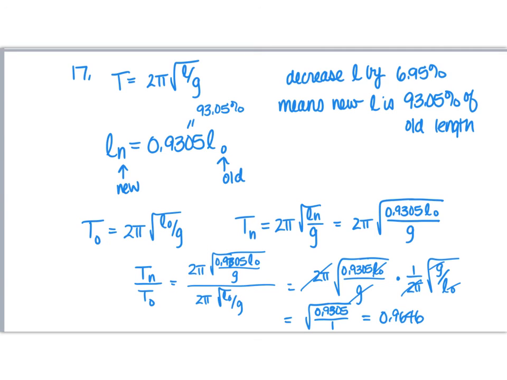This means that this is equal to T new over T old, and so I can write that as T new is 0.965 times T old. And that's how you find that. So hopefully that helps.